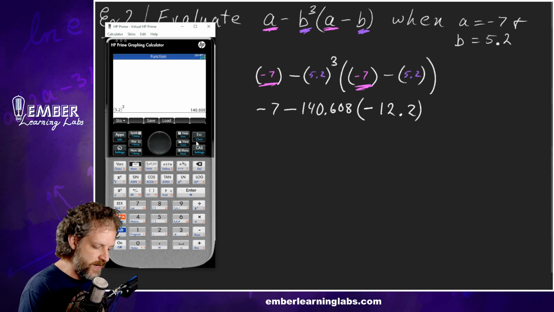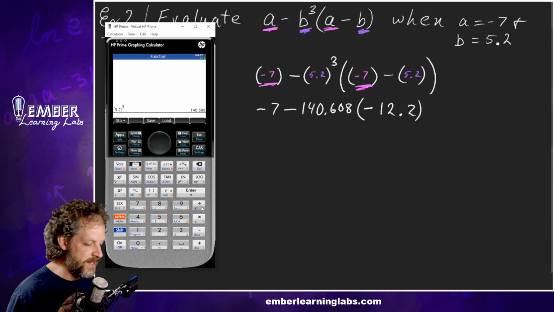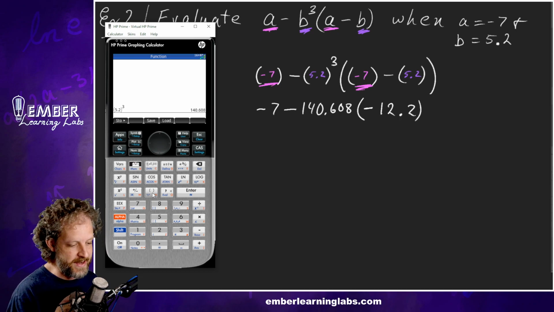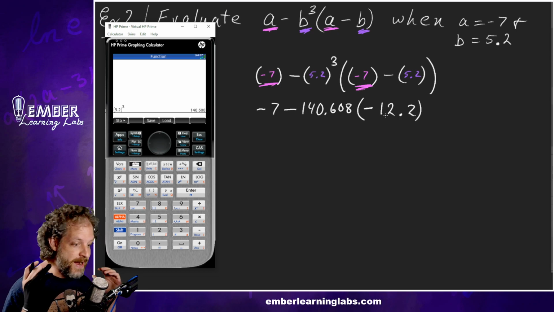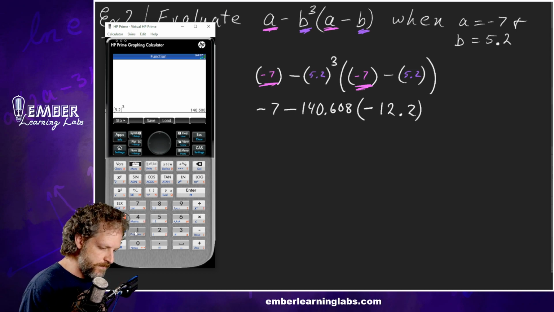So what I can do is take, and now we've got to make sure and use our brain with the signs, right? Because this is actually negative 140.608. So I need to remember that. And a negative times a negative is going to be positive. So I need to make sure and remember and use my head before I punch the buttons, right? That's important. But I can just hit that.